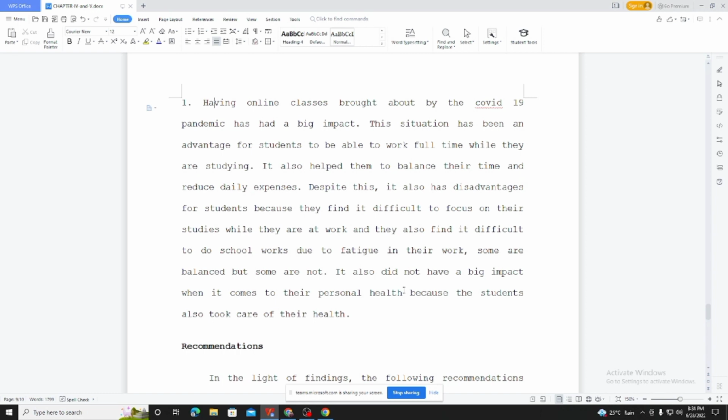Some are balanced but some are not. It also did not have a big impact when it comes to their personal health because the students also took care of their health.